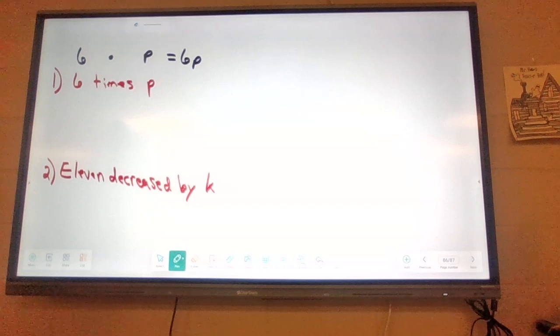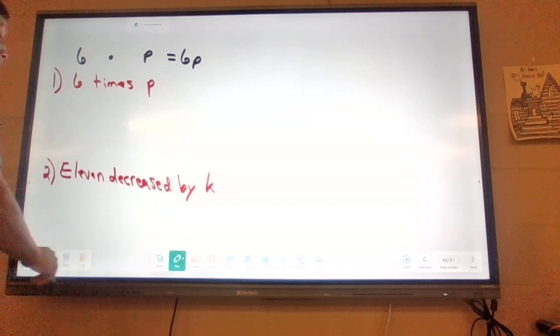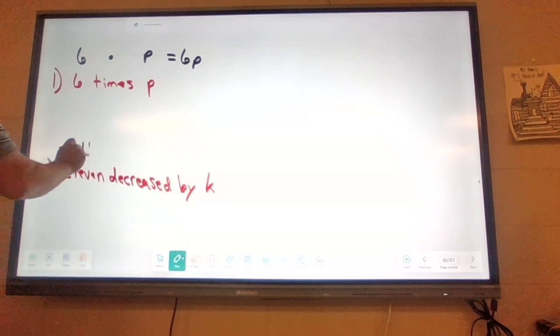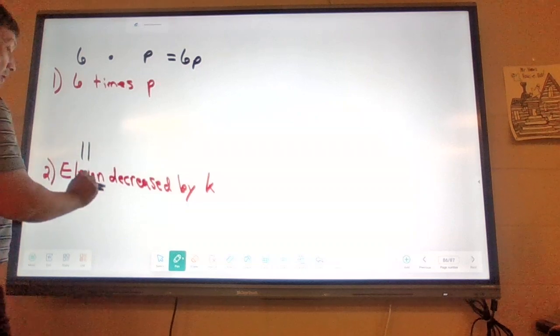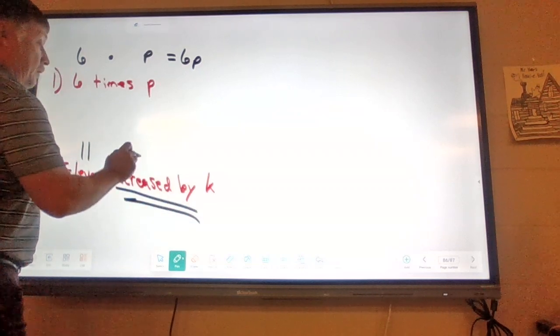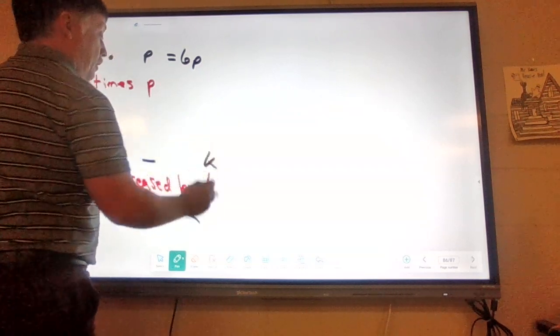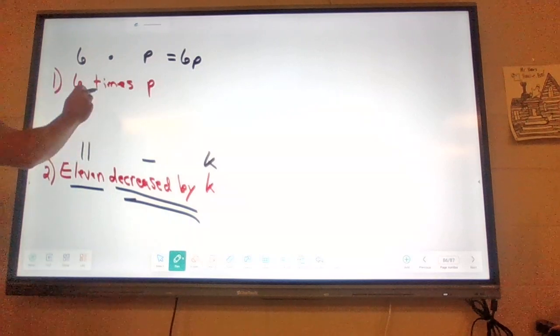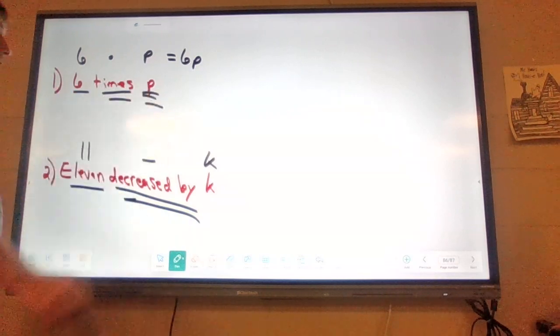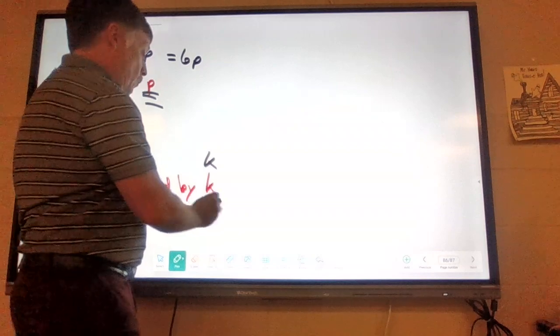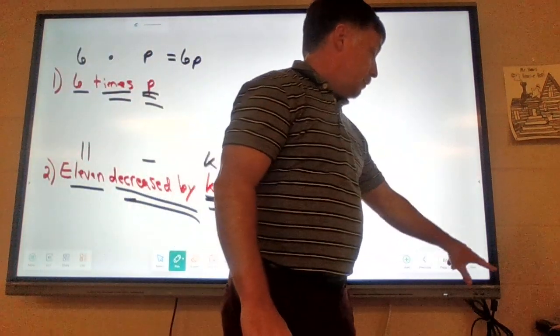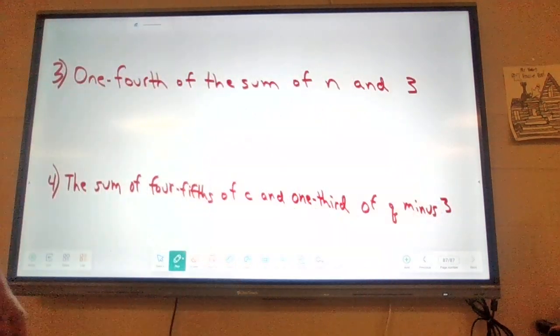All right, the next one, 11 decreased by K. So 11 decreased by means subtract K, okay? So no big deal there. All right, now, this is where it gets a little bit more complicated, but we can still do it, okay? As we're progressing through these, we've got to understand what some of these words mean, okay?